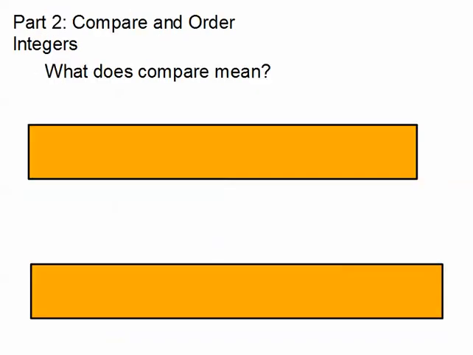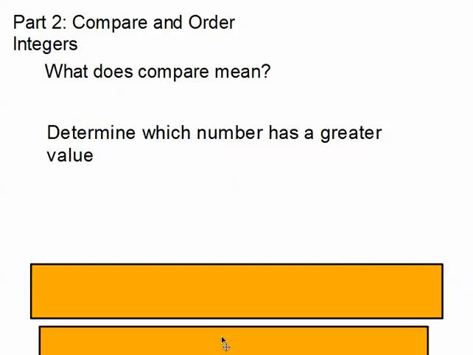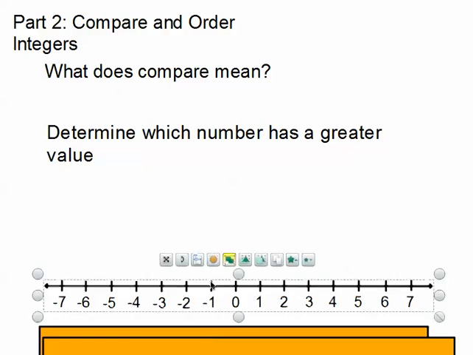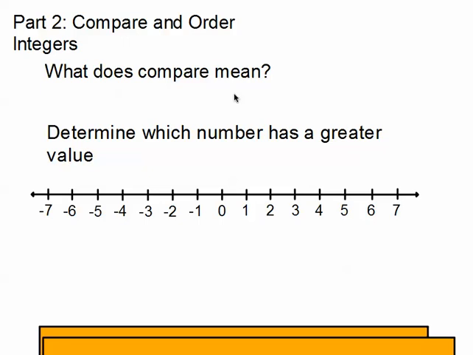So let's go to part 2. Part 2 is comparing and ordering integers. So the first question I ask is, what does it mean to compare numbers? Well, compare basically means determine which number has a greater value. And we have a good friend that can help us determine which one is greater, and that is Mr. Numberline. The number line can help us determine which number is the greatest.